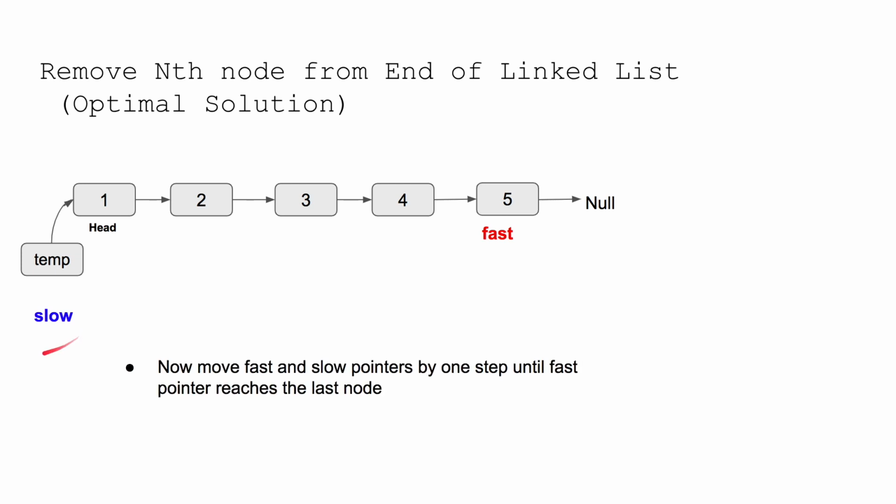And after this, we know that the slow pointer is pointing to the node which is previous to the node which needs to be deleted. Here, if you notice, this slow pointer is nothing but the node which was assigned by temp at the beginning. That means the slow pointer is currently pointing to the first node. So now from here, we simply need to change the link of this slow pointer to point to the second node.